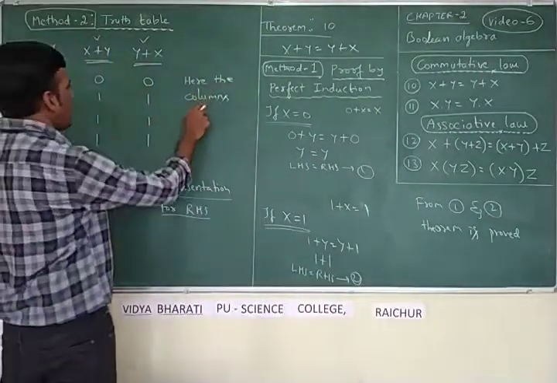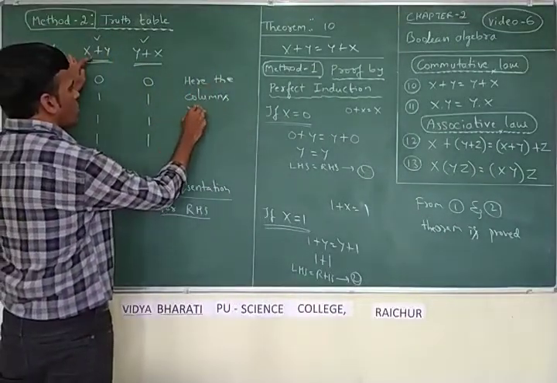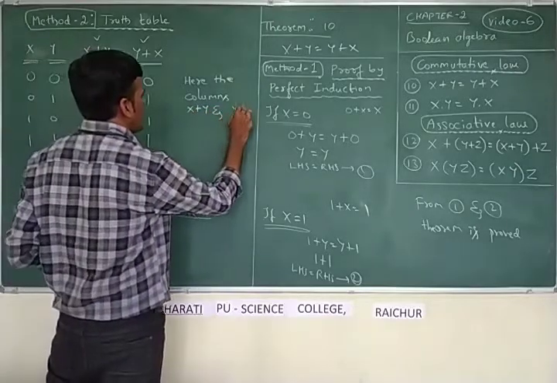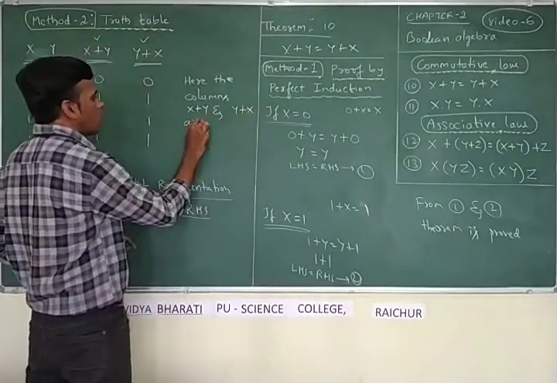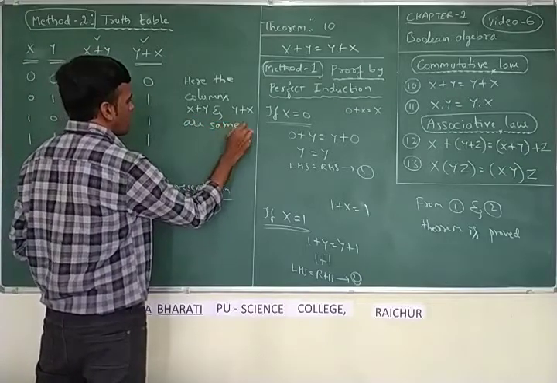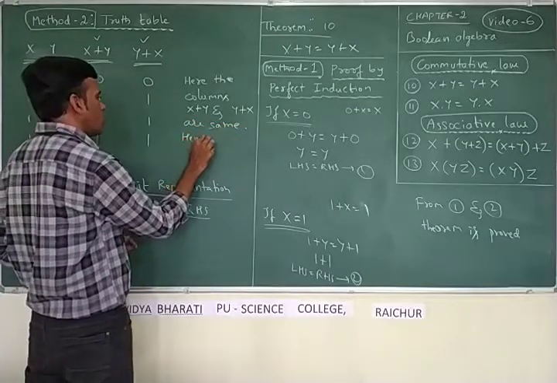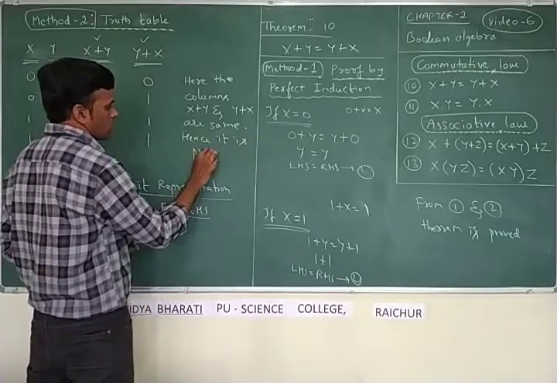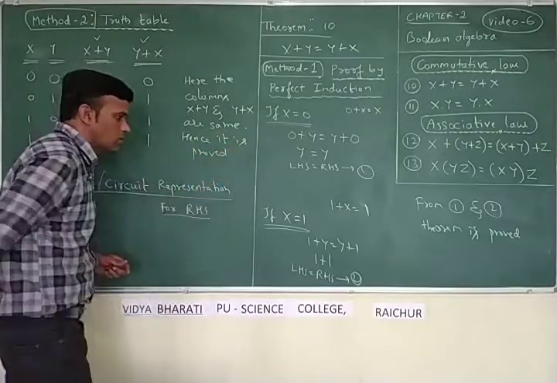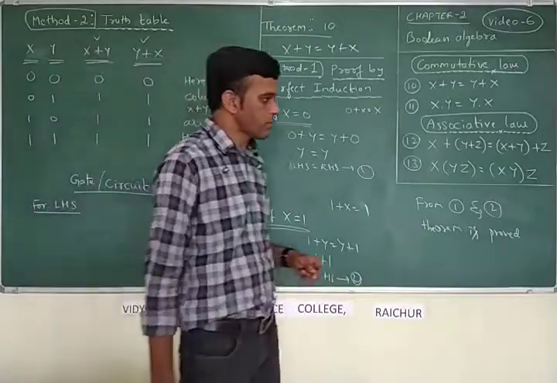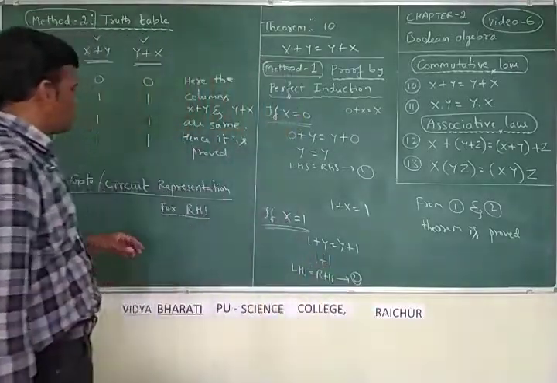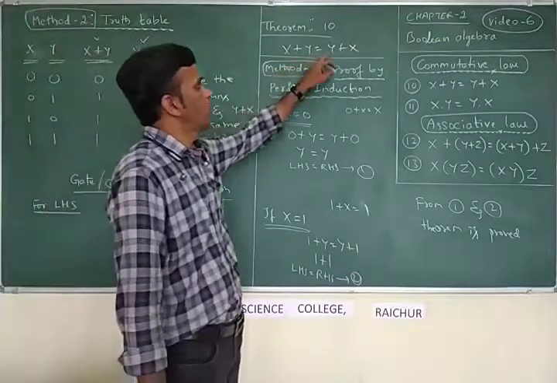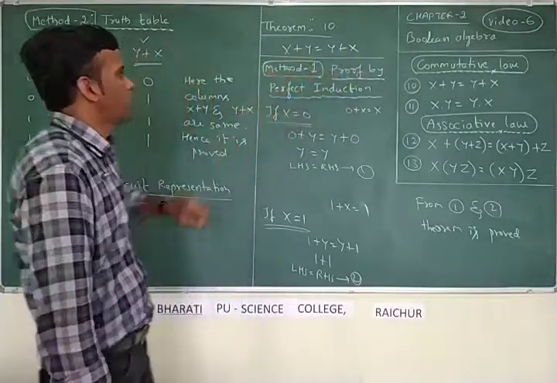So theorem is proved. So here also you write the conclusion finally. So here the columns x plus y and y plus x are same, hence it is true. Okay, so conclusion we have to write.